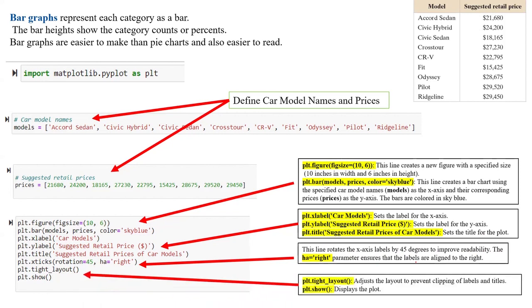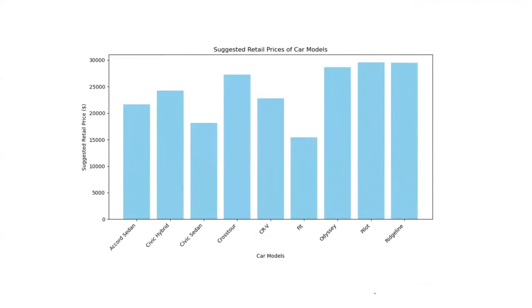The last two lines of code, plt.tight_layout, open close parenthesis, adjust the layout to prevent clipping of labels and titles. And plt.show, open close parenthesis, displays the plot. So if you run these codes, you get this nice bar chart for the suggested retail prices of car models. Let's jump into Jupyter Notebook, practice a little bit, and have fun with it.